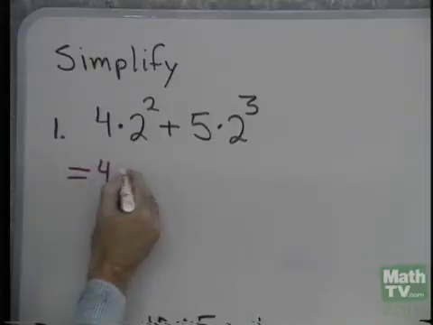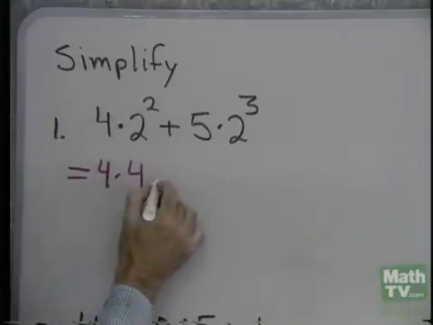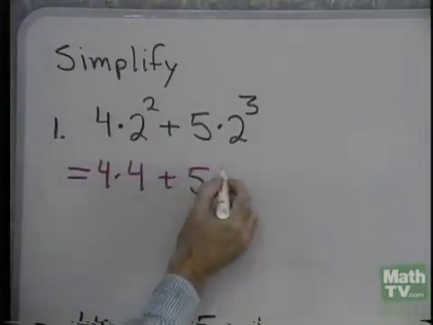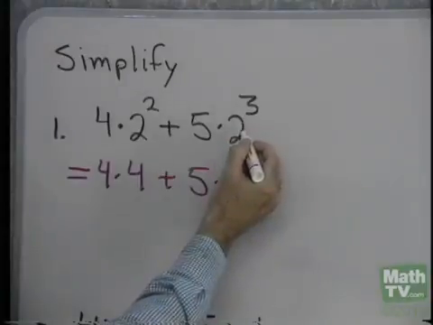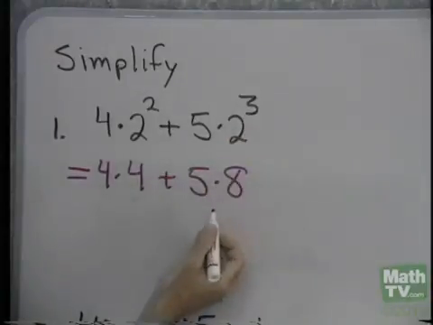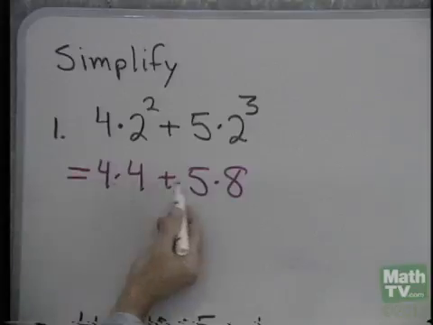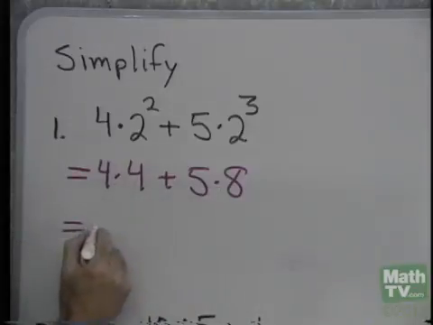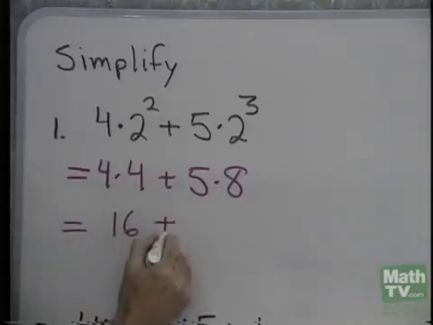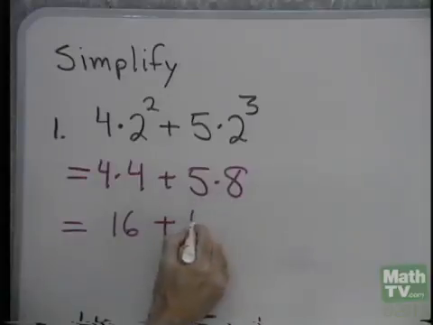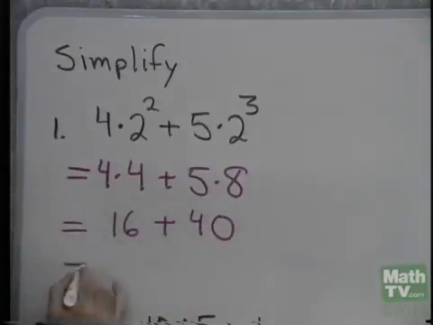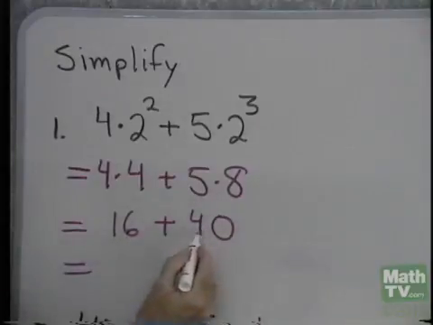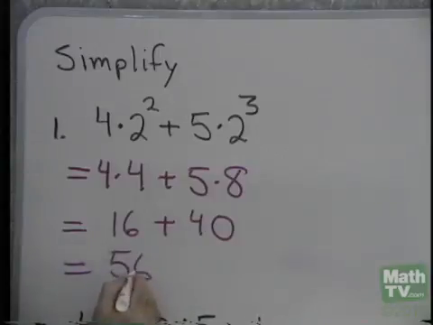So this would be 4 times 2 squared, which is 4, plus 5 times 2 cubed, that's 2 times 2 times 2, which is 8. Now I have addition and multiplication, so what I want to do is multiplication first. 4 times 4 is 16, 5 times 8 is 40. Now I'm left with an addition problem. 16 plus 40 is 56.